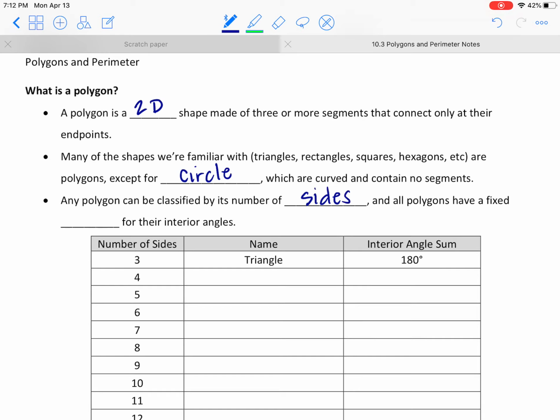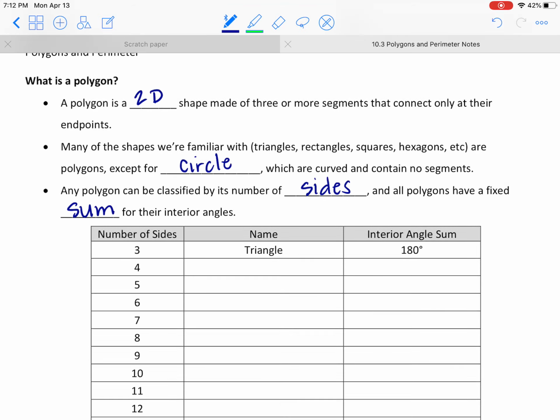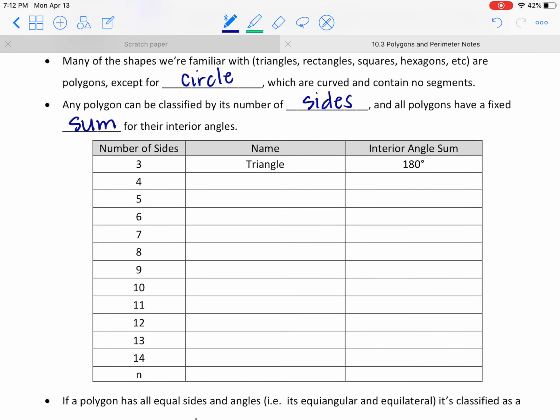And then just like the triangles, where all the angles inside the triangle had to make 180, all polygons have a fixed sum for their interior angles. It will just change depending on what polygon we're looking at or how many sides it has. So yesterday our focus was on triangles, right? If we have three sides, we call that polygon a triangle. So this is technically the name of the polygon. And then we said that the sum of the interior angles was going to be 180 degrees. Okay, so hopefully we're good with that.